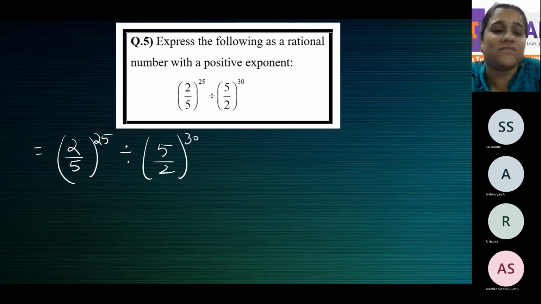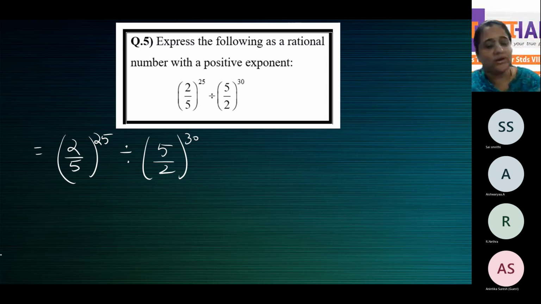The powers are 25 and 30. You cannot make them equal. So that chance is not there. So the only chance is to make the bases equal. How? Because 2 by 5, 5 by 2. Somehow you can bring it to 2 by 5 or 5 by 2. So we'll bring the base to either 2 by 5 or 5 by 2. You choose which one. You can do anything.